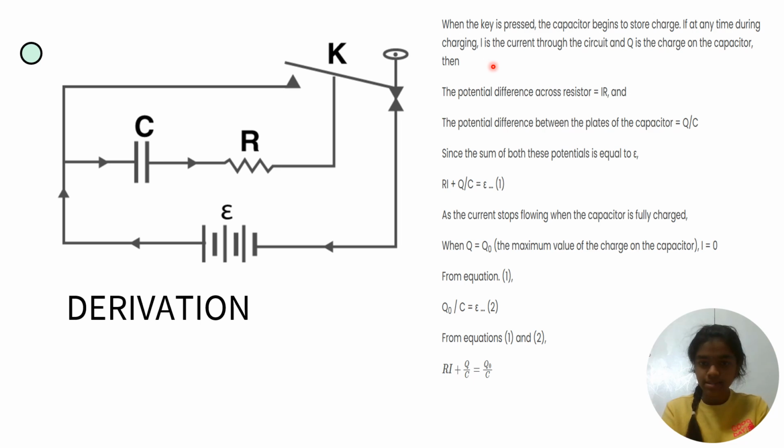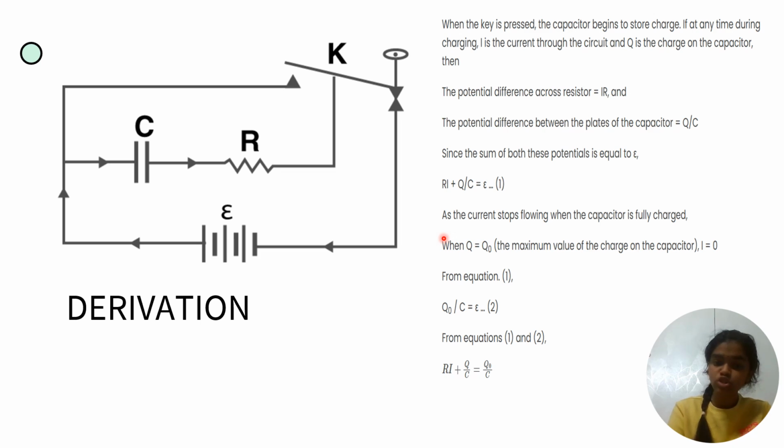When the key is pressed, the capacitor begins to store the charge. If at any time during the charging, I is the current through the circuit and Q is the charge on the capacitor, then the potential difference across the resistor is given by IR and the potential difference between the plates of the capacitor is given by Q by C. We know already the formula Q equals CV, so the potential difference is equal to Q by C. Since the sum of these potentials is equal to E, the total voltage across this circuit, that means Ri plus Q by C is equal to E.